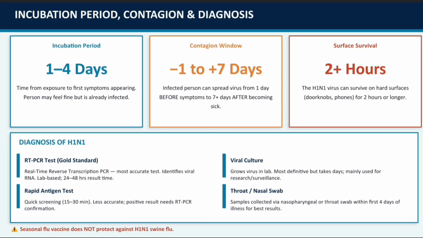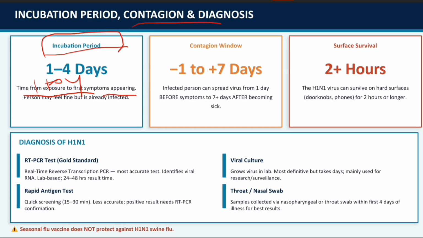What is the incubation period, contagious window, and diagnosis? Incubation period means the time from exposure to first symptoms appearing. After getting infected, from 1 to 4 days, you will notice the changes or symptoms. A person may feel fine, but that person is already infected.